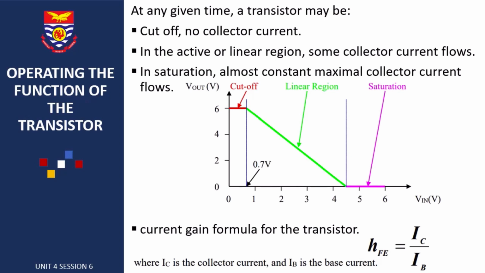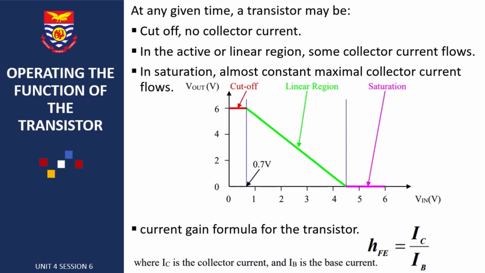Now, with the cutoff region, this part of the characteristic, when the voltage in is between 0 and 0.7 volts, shows when the transistor is completely switched off. No current flows through the base emitter junction, no current flows through the collector, and the voltage across the transistor is equal to the supplied voltage.